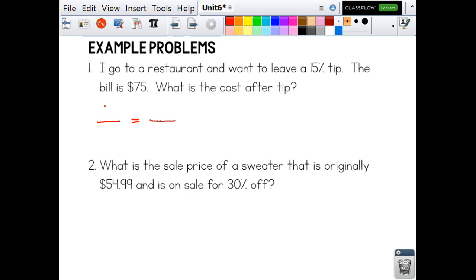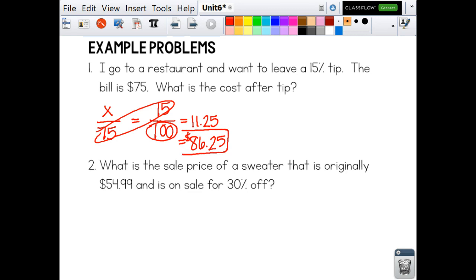The first way is to calculate the tip. So I know that I'm going to find 15% of 75. If I cross multiply and divide by 100, I'm going to end up getting 11.25. In order to find the cost after tip, I add 11.25 to my cost, which was 75, and I get 86.25 as my answer. So basically, we just found the part of 75 that we're tipping, and then we added it to the $75, and that gives me how much I pay.